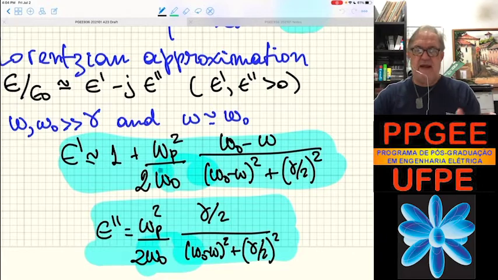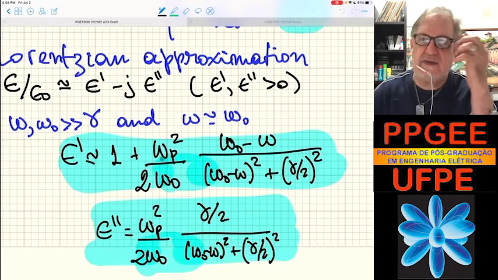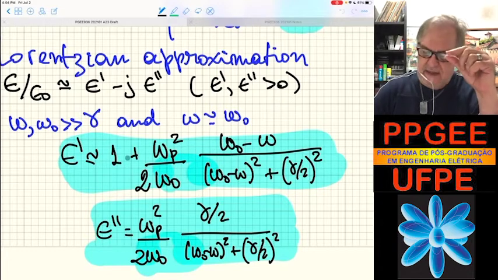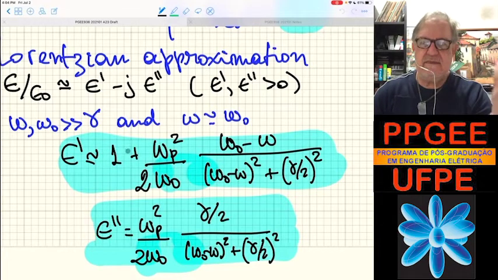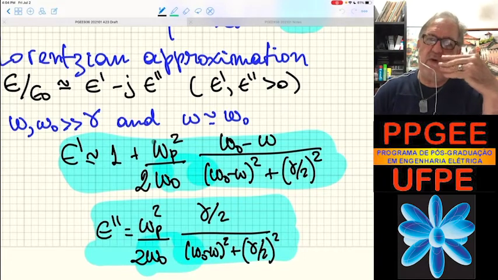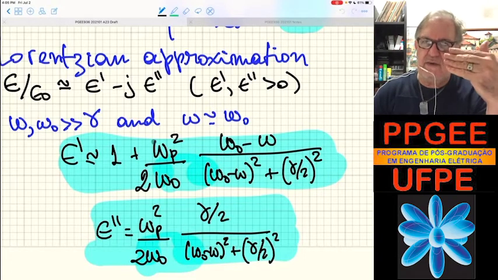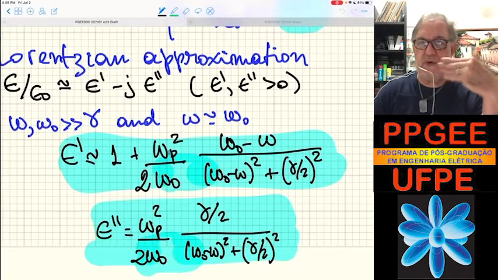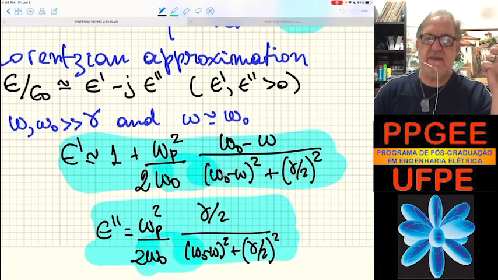So far away from resonance, the interaction is negligible. There's no interaction with the dipole. Permittivity equals 1. The field just passes without interaction. The field only interacts strongly with the material when the frequency approaches the resonance frequency. Okay?